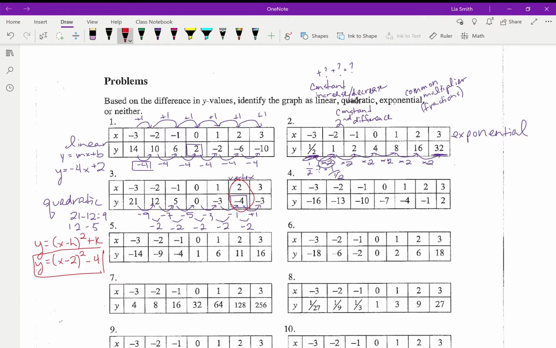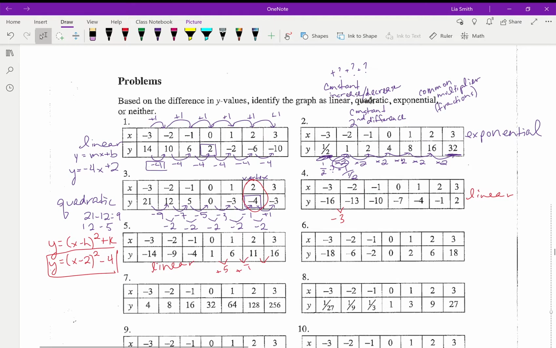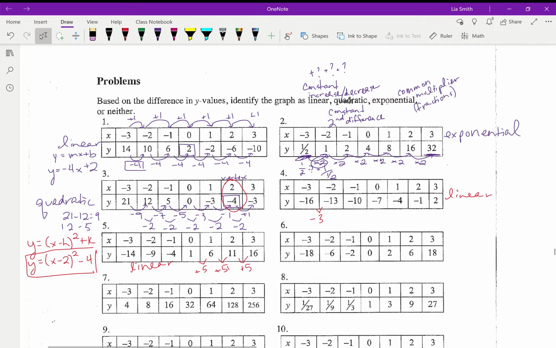So number 4 was linear with a common difference of minus 3 consistently all the way down. Number 5 is also linear. Ooh, kind of ran out of room there. With the common difference of plus 5. Number 6 is an example of a cubic function.